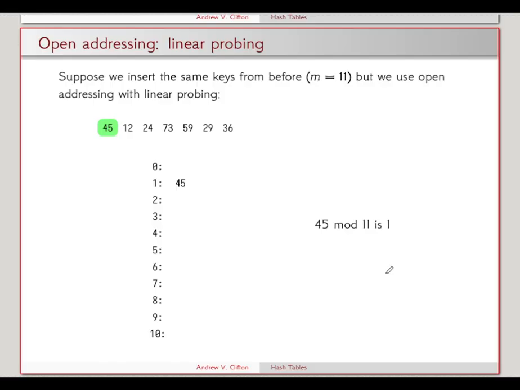Let's try linear probing. This is the same set of values as before and the same size, m equals 11, but we're going to use open addressing with linear probing. So 45 mod 11 is 1, so 45 goes at index 1.